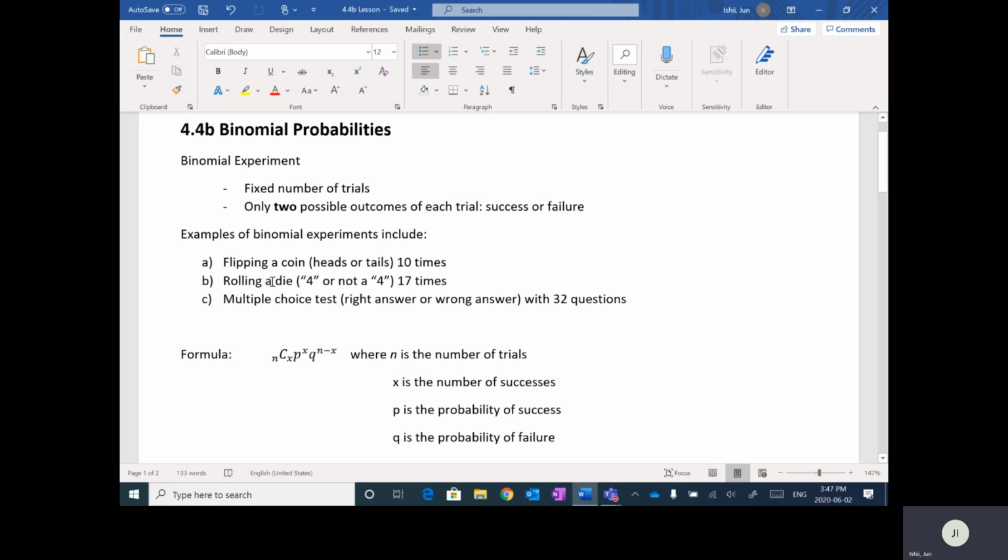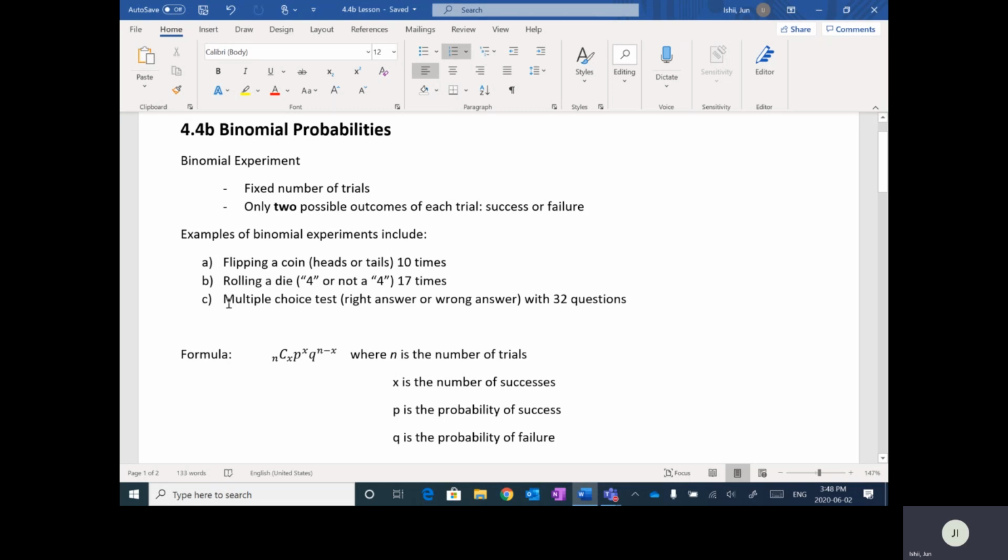Another example would be, let's say you roll a die 17 times. I'm just coming up with these numbers; the number of times is quite random. You're just repeating these trials, and let's say you're counting the number of times a 4 comes up compared to not a 4 coming up. Even though there are 6 possibilities on a regular die, in binomial experiments you're counting the number of successes versus failures. So I want to know how many times a 4 comes up compared to not coming up. Those would be your 2 possibilities.